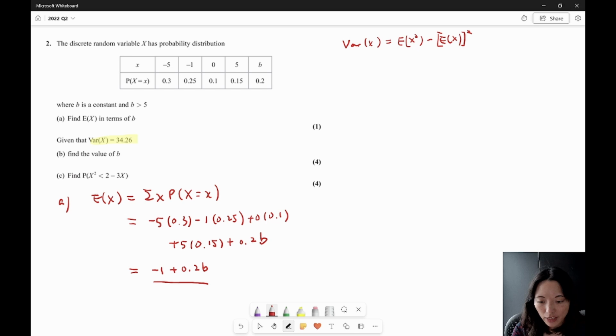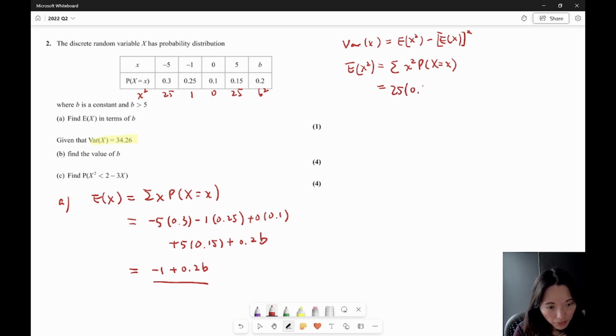So now we've got the expectation of x in terms of b. We now want to work out the expectation of x squared. Let's put that in the table. So x squared in the table, so -5 squared is 25, 1 squared is 1, and so on. So now we're able to work out the expectation of x squared, which is the sum of x squared multiplied by the probabilities.